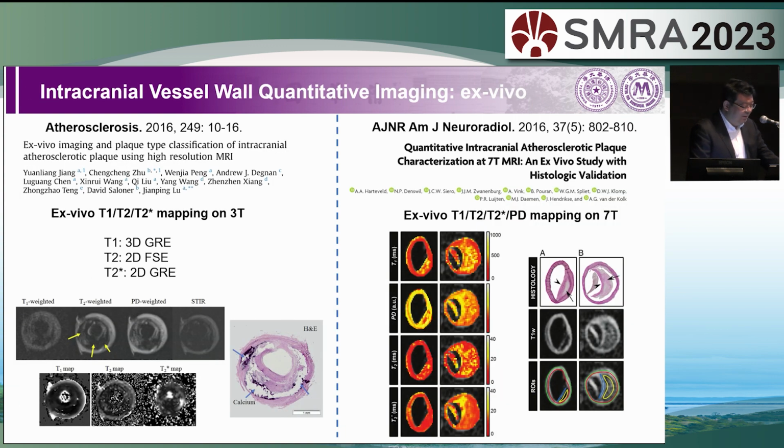One thing I want to add is that currently a lot of work is focused not only on the carotid artery, but also on the intracranial artery and intracranial plaques. These two works, one on 3T and one on 7T, are all ex vivo works. And it actually showed that intracranial plaques are also very complex with different components.